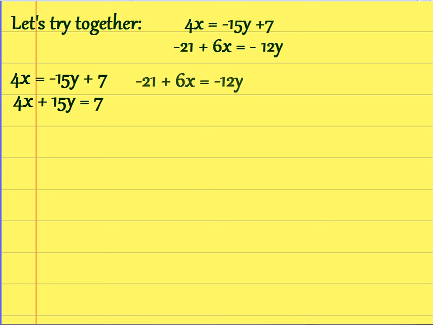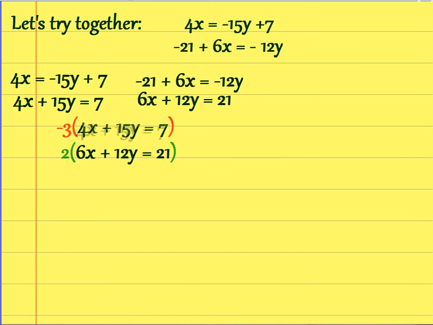Then let's look at the second equation. To get x and y to the same side, I can add 12y to both sides and add 21 to both sides. So moving things around, I get 6x plus 12y equals positive 21. Now I can line them up and notice that nothing matches. This is an instance where I'm going to have to multiply both equations in order to get a matching set of terms.